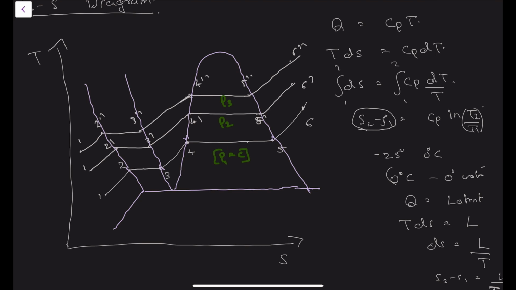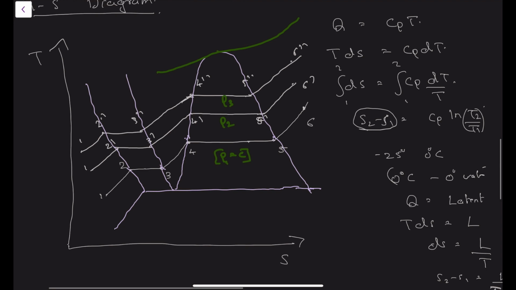Now, if it is above the critical pressure, the phase change occurs just like that. That means there will not be a significant entropy change from the saturated liquid to saturated vapor.